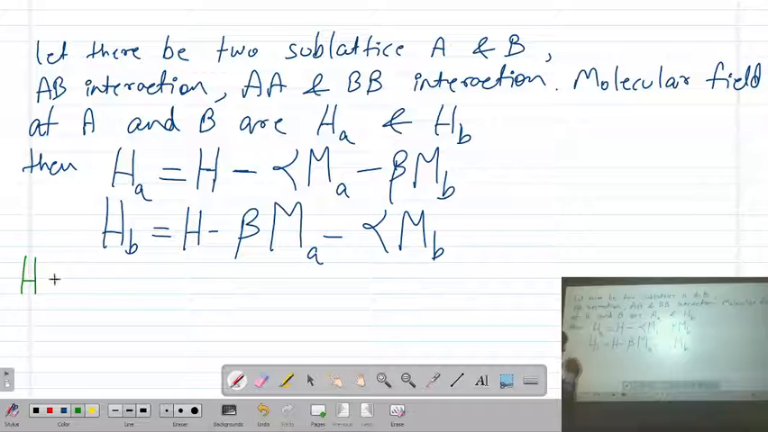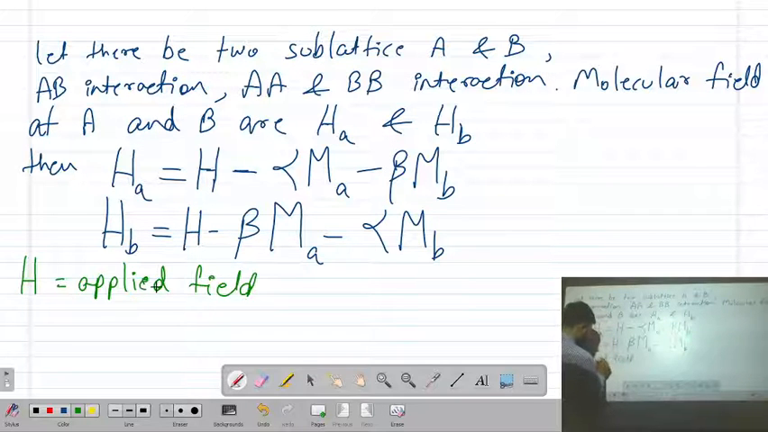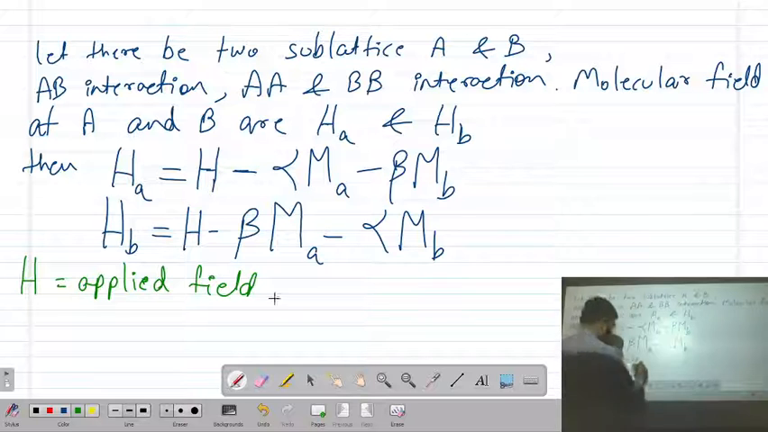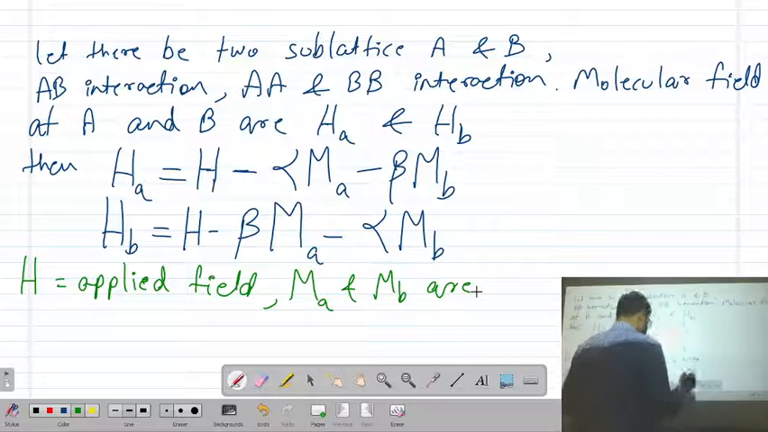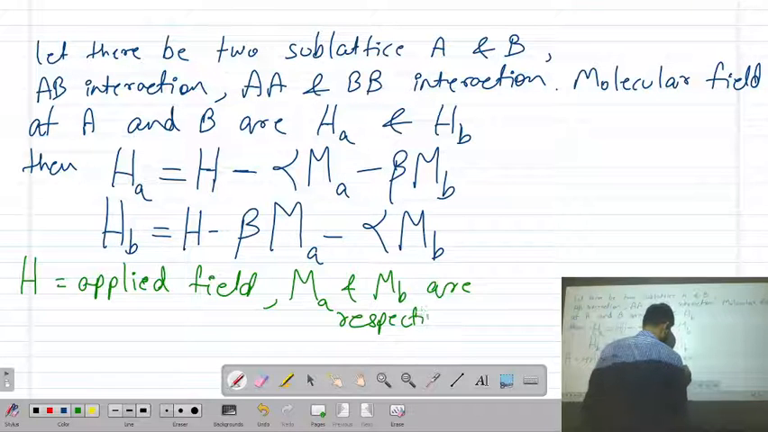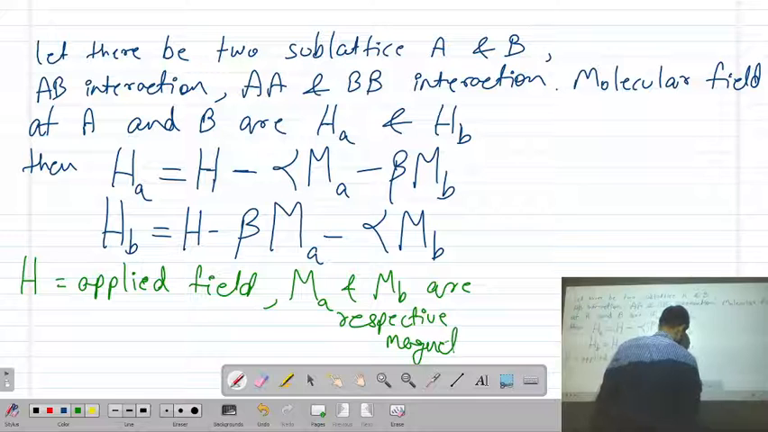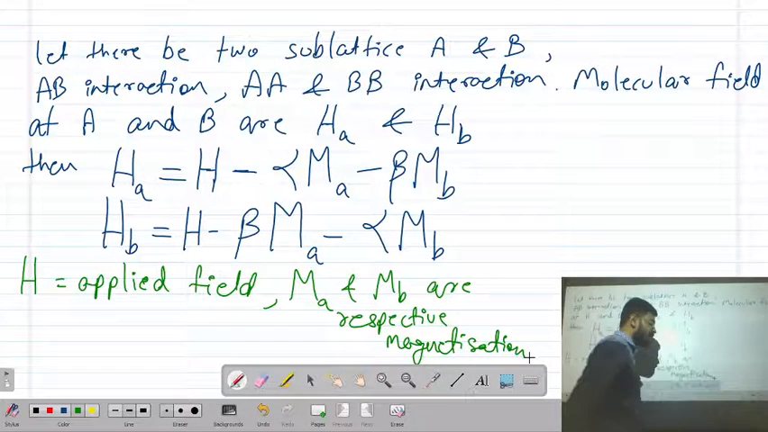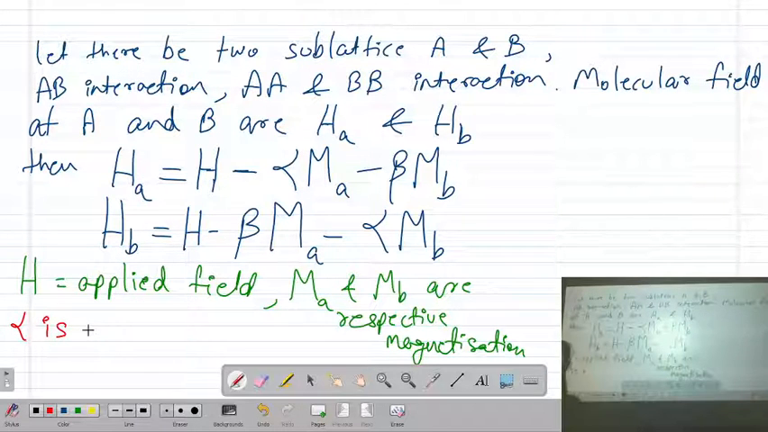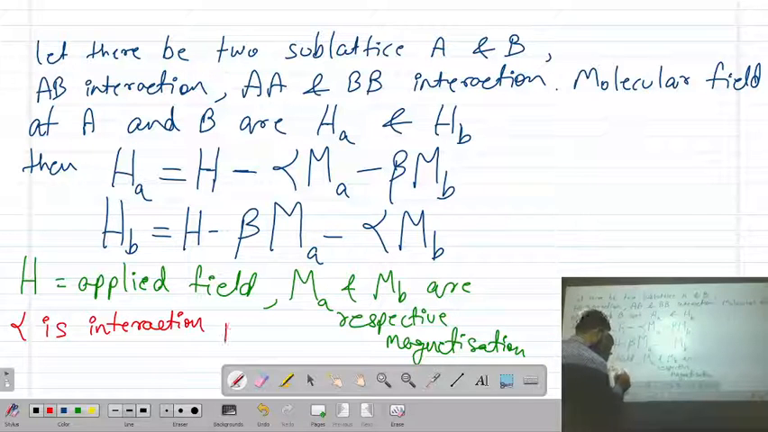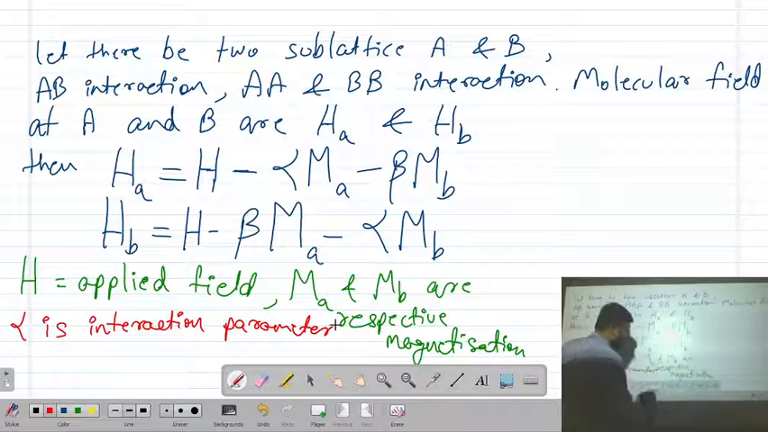H is the applied field. M_A and M_B are the respective magnetizations for A and B, while alpha is the interaction parameter.